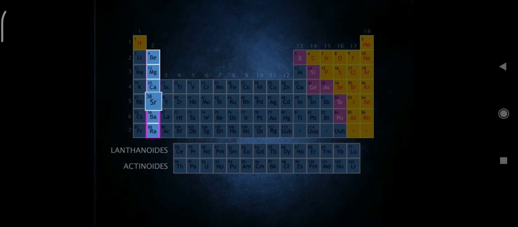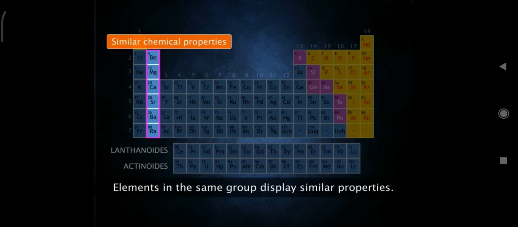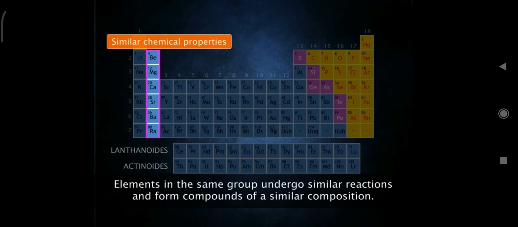In a group, related all elements in a given group display similar properties. Elements in a group undergo similar reactions with other substances, forming compounds of a similar composition.